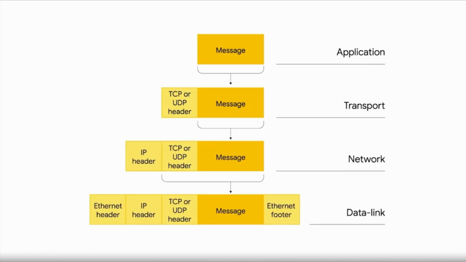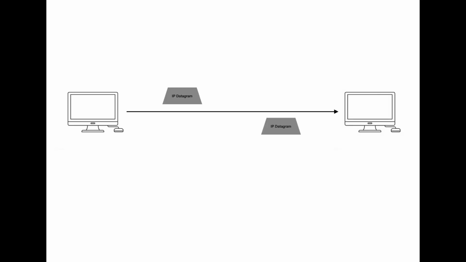So, there you have it, IP datagrams explained in simple terms. They're like the parcels of the internet, carrying data from one place to another.